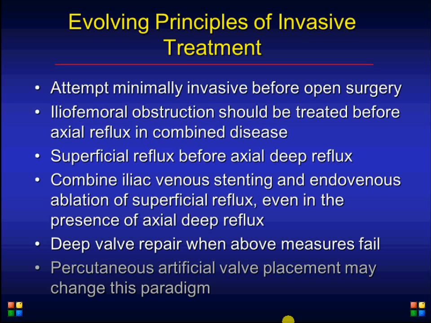So the evolving principles of invasive treatment is that we, of course, try the minimally invasive procedures before open surgery. The iliofemoral obstruction should be treated before axial reflux in combined disease, and the superficial reflux before the axial deep reflux. And you can combine stenting with ablation, even in the presence of axial deep reflux, and later on the list comes the deep valve repair. As you know, we don't have any percutaneous artificial valve, and if we find those and they are efficient, it might change this paradigm too, of course.